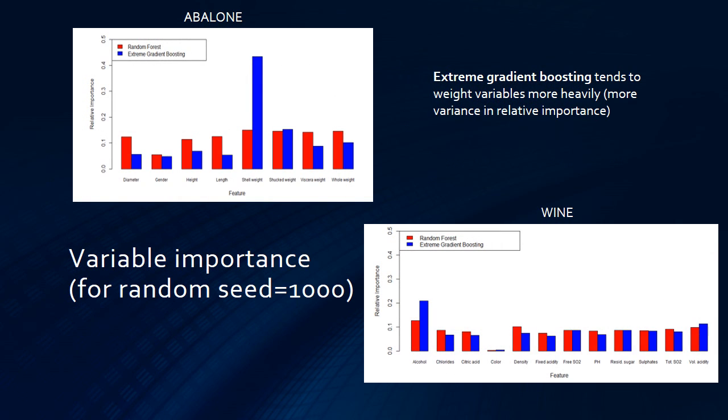Now, one interesting point to note was that extreme gradient boosting tended to weight variables more heavily, and as you can see, there was more variance in the relative importance for this random seed.